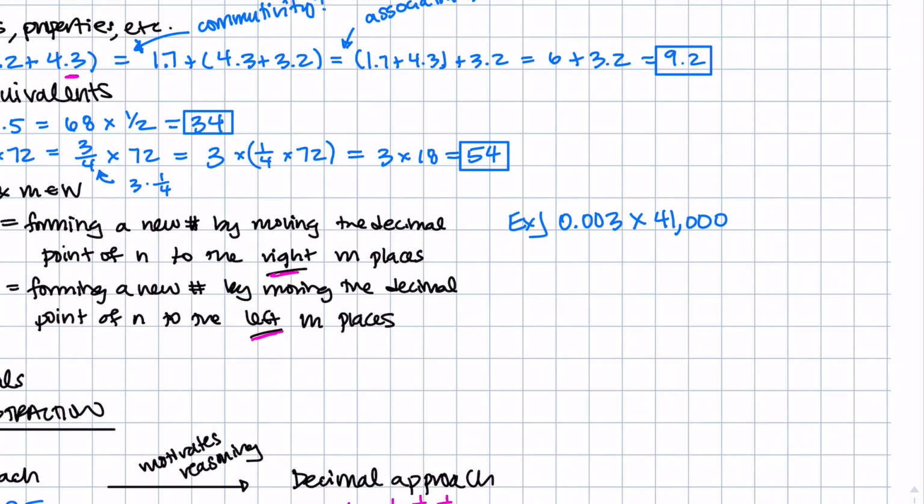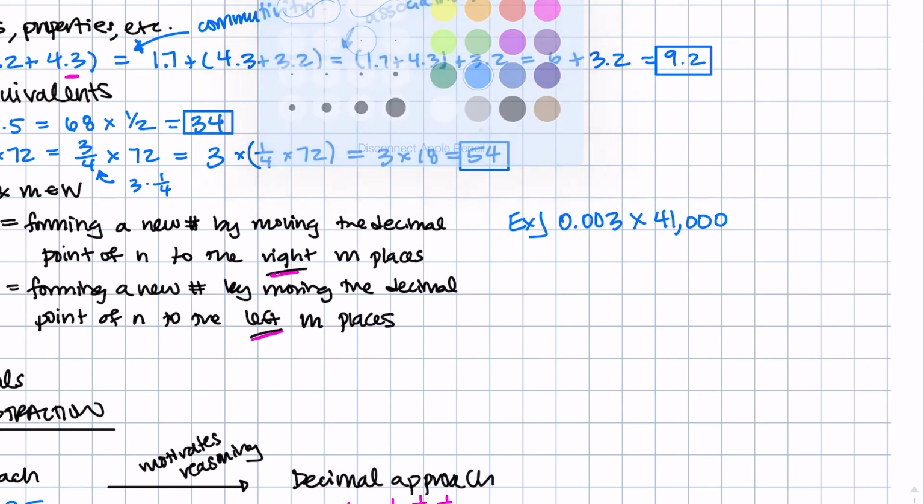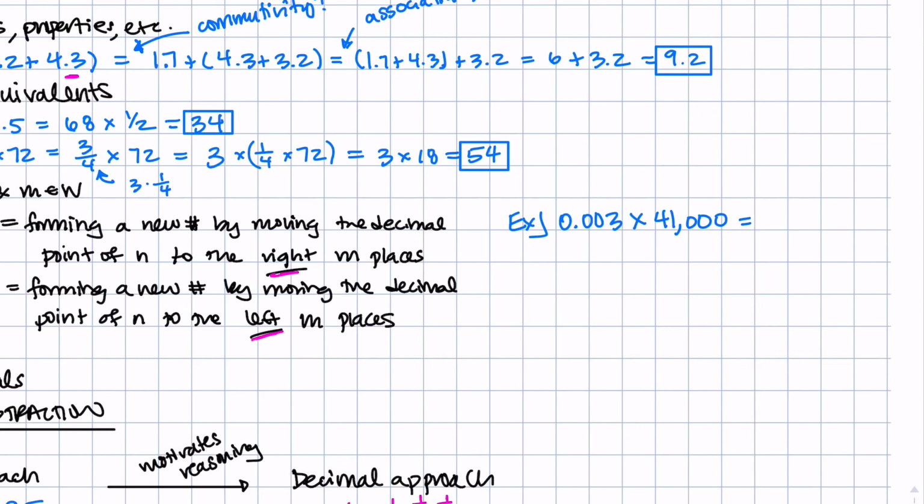So in other words, if I look at this example on the right here, 0.003 by 41,000, what I can do is imagine, I'll rewrite this out in kind of a few steps so it makes a little bit more sense. This is really 3 times 0.001, and 41,000 is 41 times 1,000. So I'm just doing this to kind of illustrate what happens with the place values here.